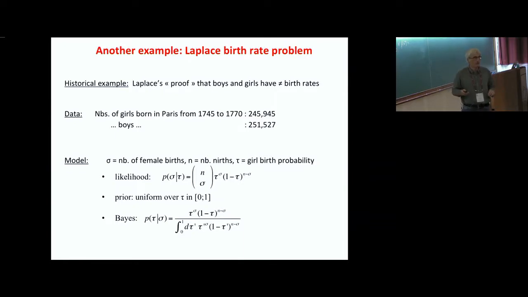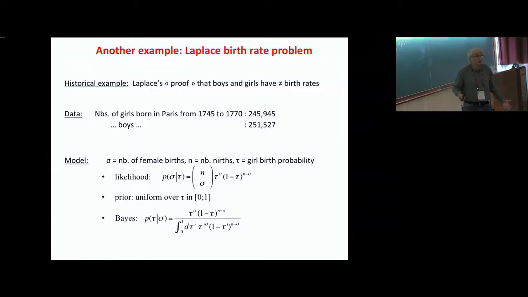So the simplest model you can think of is that all these births are totally unrelated, which is not totally true because some of them will come from the same families and so on. But anyway, let's forget about that. So the probability of sigma given tau, suppose I know the girl birth rate, will be: among the N observations, I have sigma observations which are girls. So I get a combination factor here, N choose sigma. And then each one will be a positive event, a girl, with probability tau and a boy with probability 1 minus tau. So I will have this binomial distribution. Simplest model you can think of.